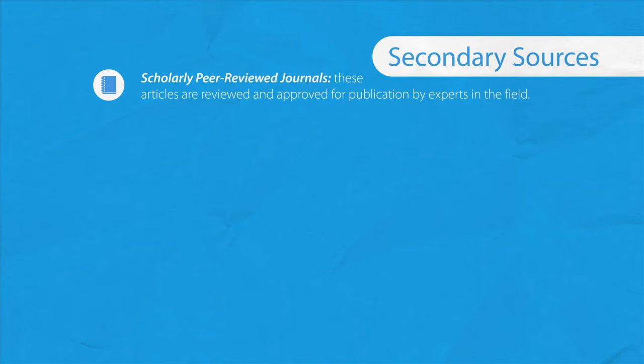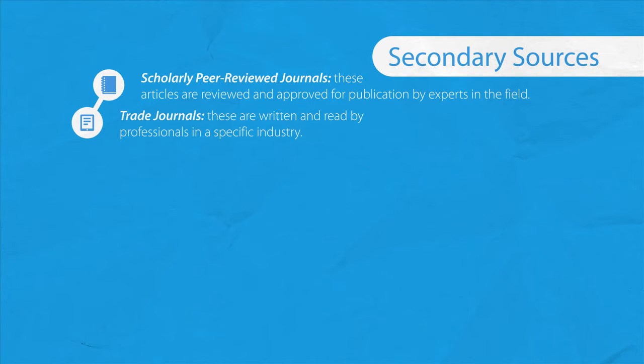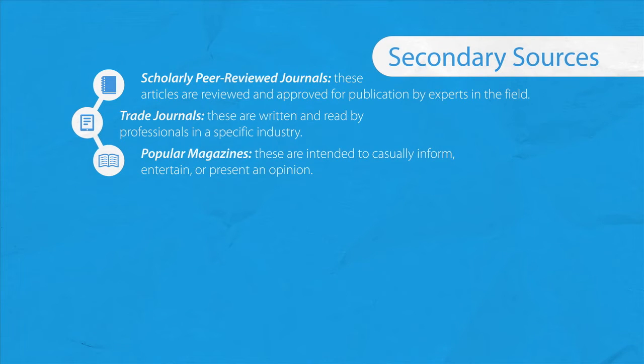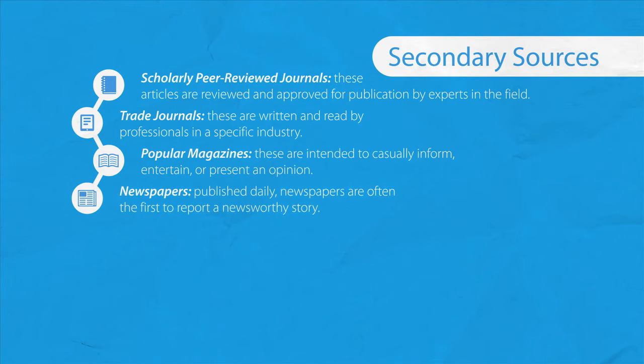These include scholarly peer-reviewed journals. These articles are reviewed and approved for publication by experts in the field. Trade journals. These are written and read by professionals in a specific industry. Popular magazines. These are intended to casually inform, entertain, or present an opinion. Newspapers. Published daily, newspapers are often the first to report a newsworthy story.